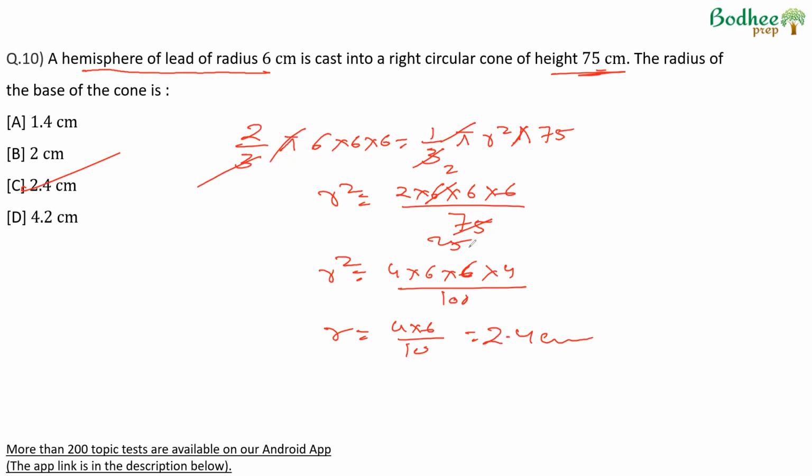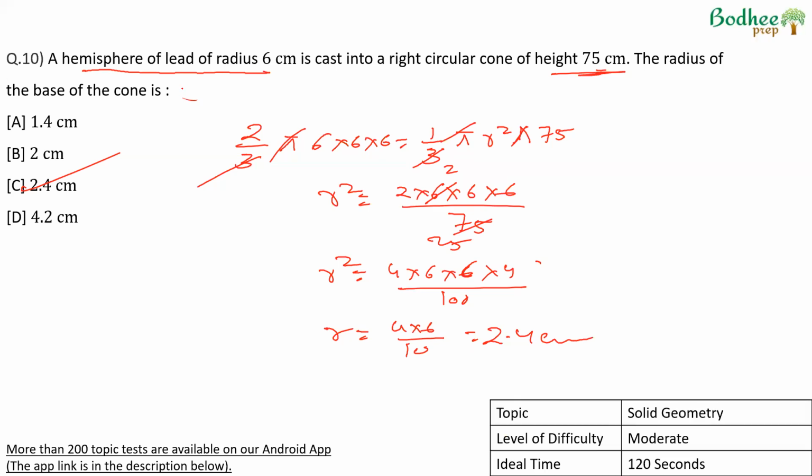25 is nothing but, 4 into 25 is 100. So multiply and divide the numerator and denominator by 4. You get 100, which is easier to manage. Again, the level of difficulty is probably easy to moderate. We just had to equate the volume and get the answer.